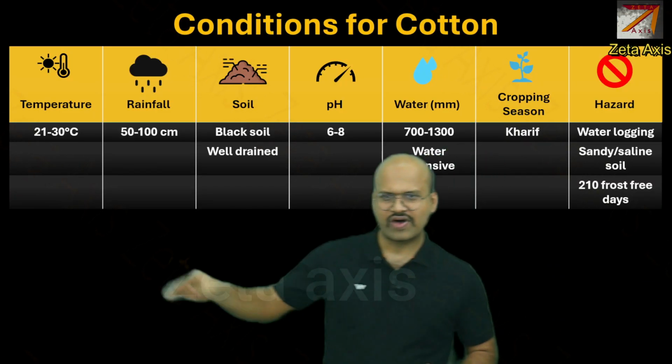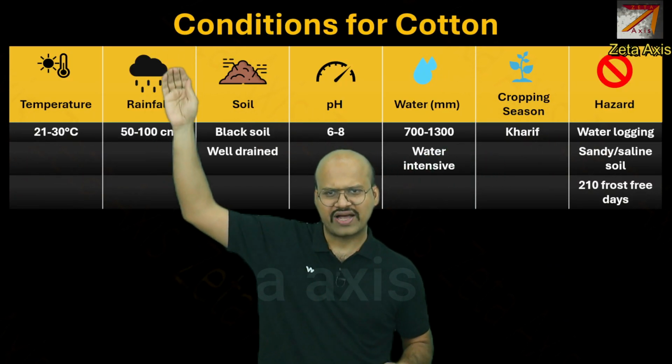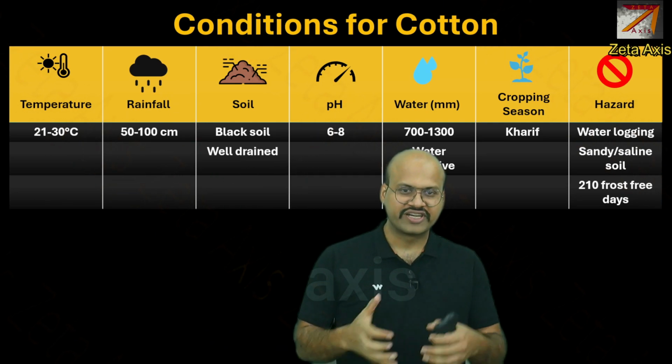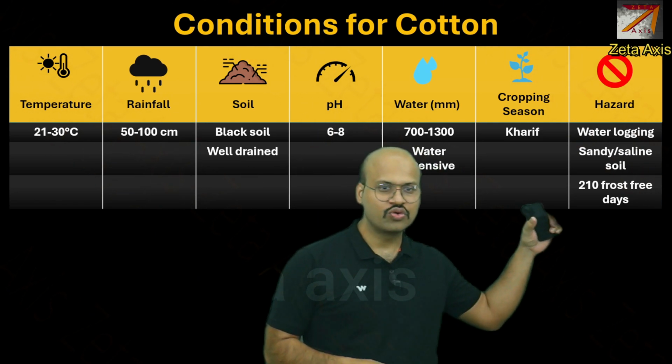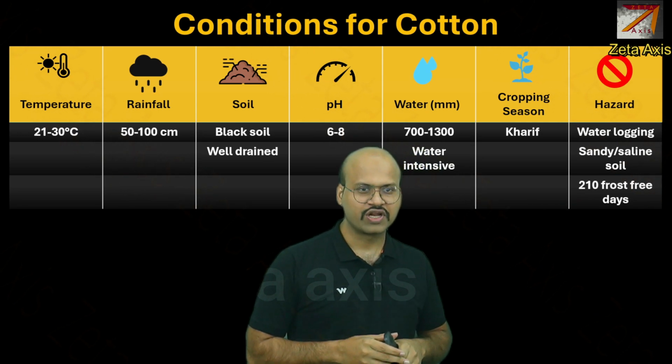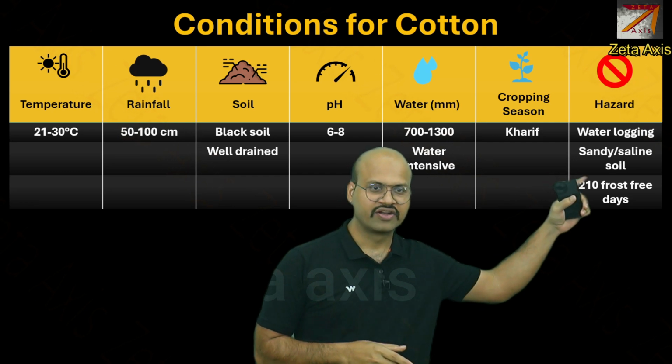So cotton again requires warmer temperature, and it also requires adequate rainfall. The most important factor which controls the distribution of cotton production is the 210 frost-free days. Remember, for cotton production, we require at least 210 frost-free days.